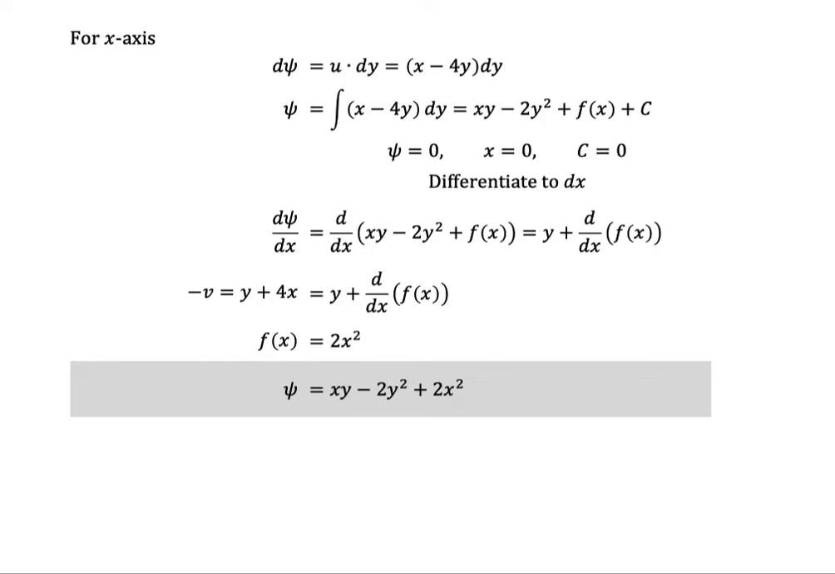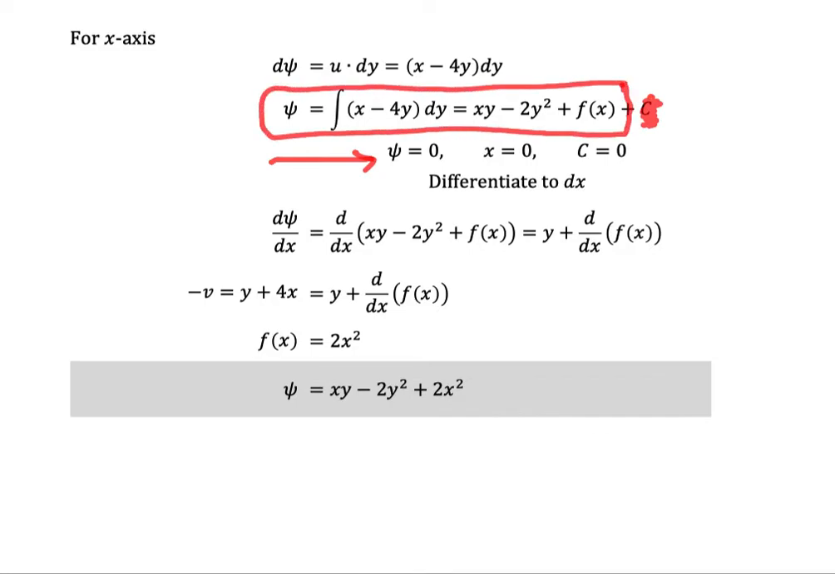And then we will have xy minus 2y squared plus f(x), meaning a function of x, plus c. Normally we assume that our stream function starts from 0, 0. So we have psi equal to 0 at x equal to 0, and then c is equal to 0. So now the c can be neglected from the equation, but this equation is actually not finished yet because we still don't know the value of f(x).